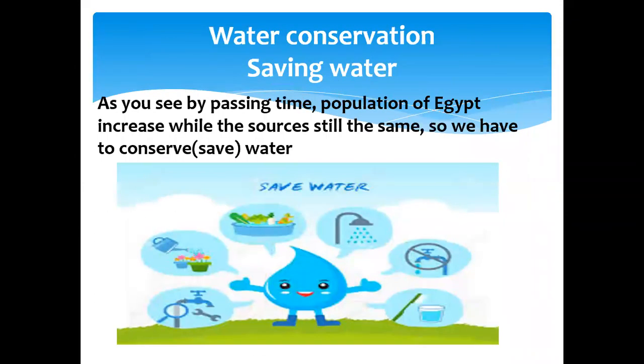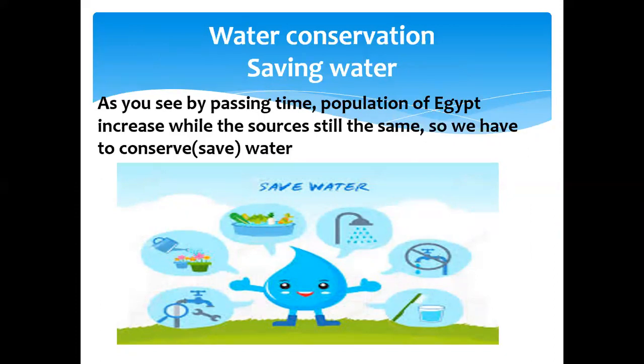So, as you see, by passing time, the population of Egypt increased while the source is still the same. So, we have to conserve or save water. Now, try to think of a way that you could help conserve or save water. Wow, wonderful. You all have great ideas.